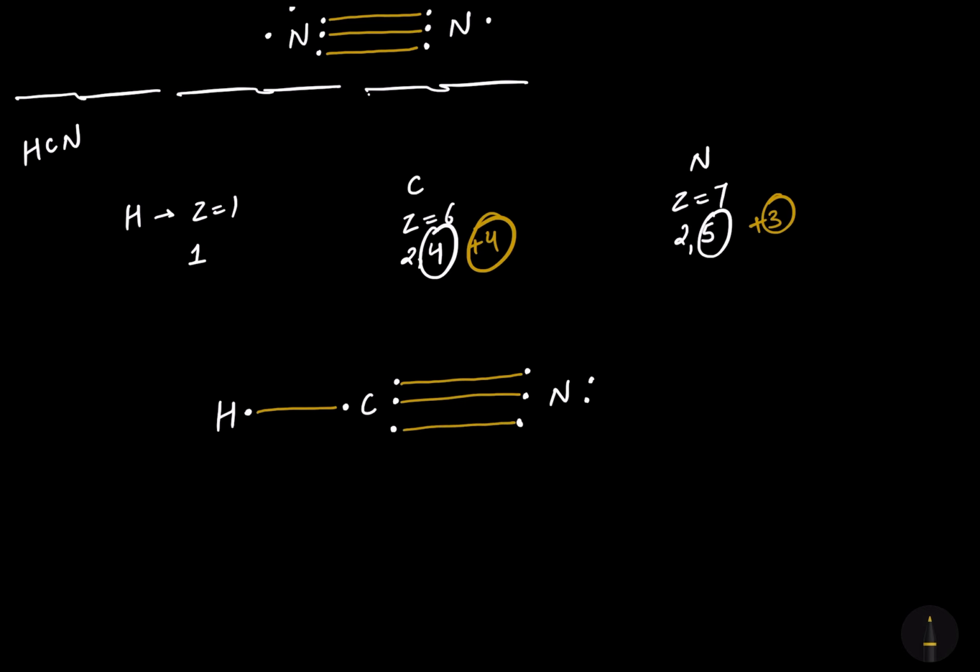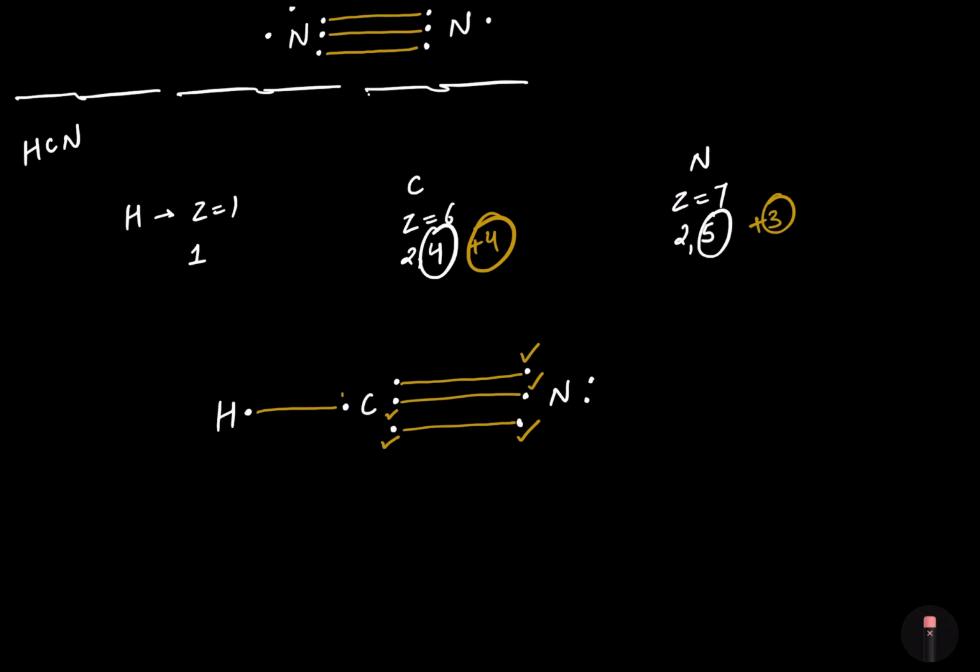So now let's count the number of valence electrons of carbon after the formation of 3 covalent bonds with nitrogen and 1 covalent bond with hydrogen. That's the first electron, the second, the third, the fourth, the fifth, sixth, seventh, and the eighth electron. So that means carbon has achieved 8 electrons in its valence shell by forming 1 covalent bond with hydrogen and 3 covalent bonds with nitrogen.